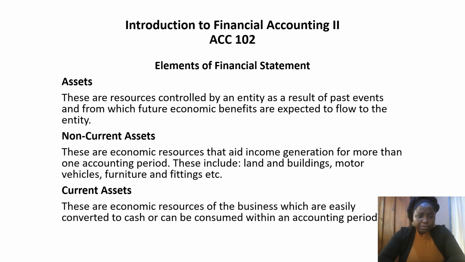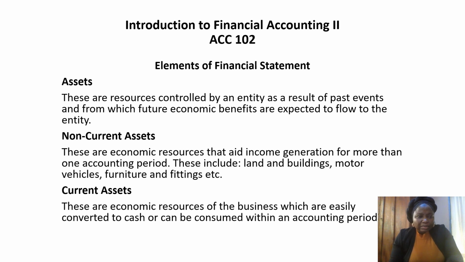When we talk about assets, we are referring to resources controlled by an entity as a result of past events from which future economic benefits are expected to flow to the entity. Meaning that any resources owned, managed, and controlled by a business as a result of past events, past undertaking, past activity, and that has the potential of generating future economic benefits to the entity, they are referred to as assets.